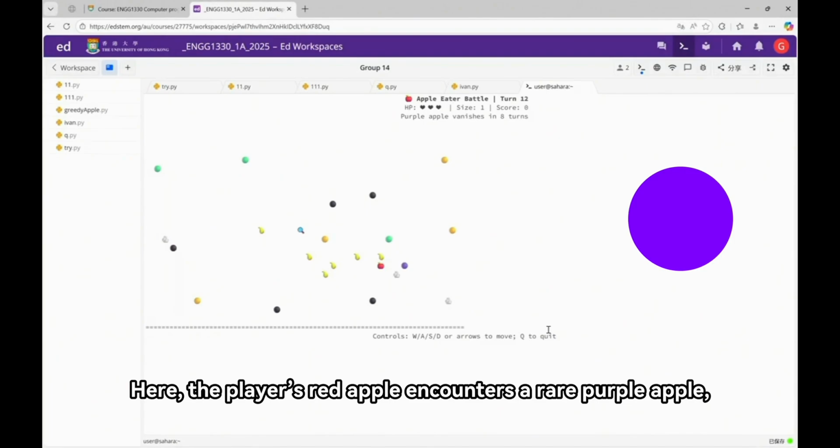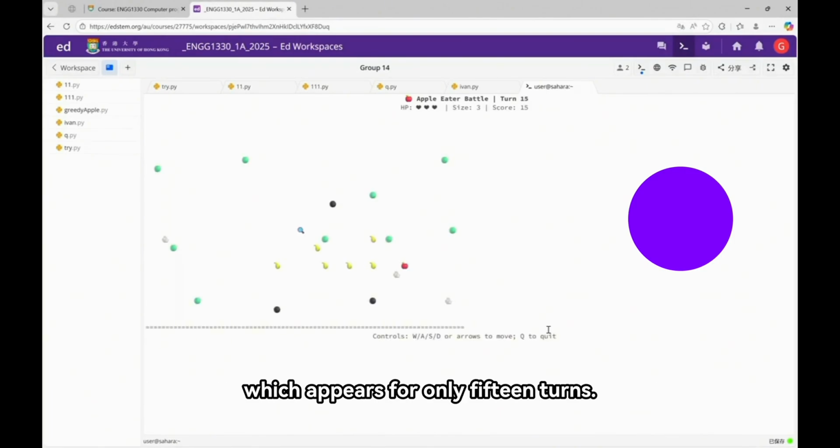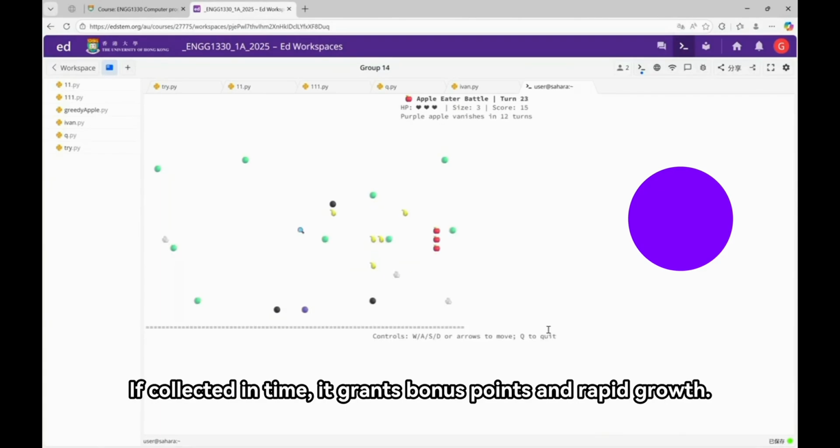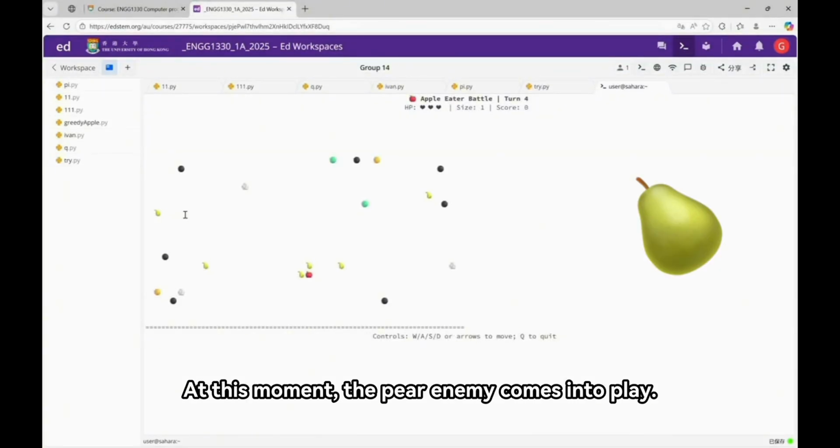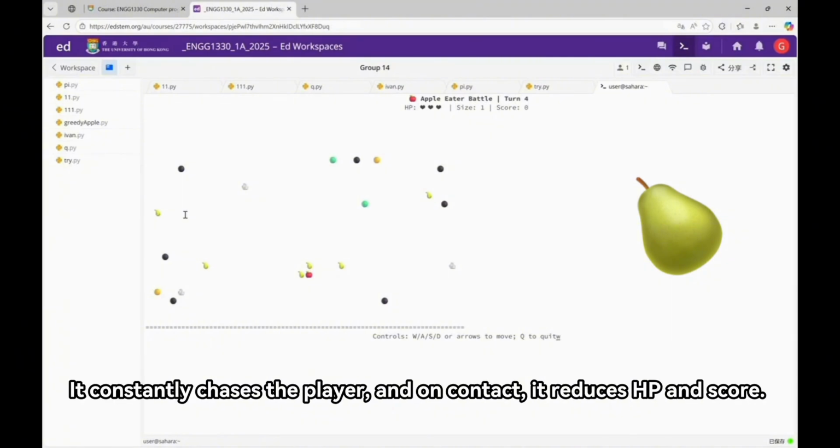Here, the player's red apple encounters a rare purple apple, which appears for only 15 turns. If collected in time, it grants bonus points and rapid growth. At this moment, the peer enemy comes into play. It constantly chases the player, and on contact, it reduces health points and score.